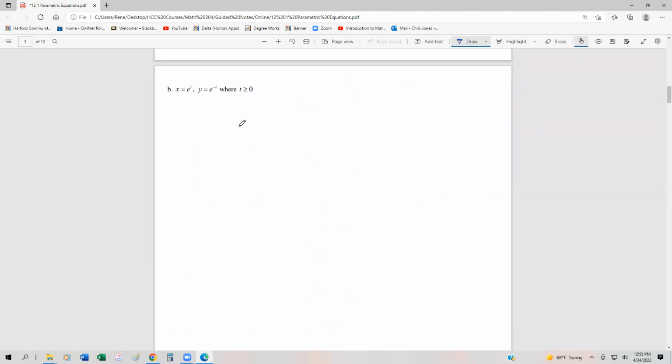So a second example: we have x equals e to the t and y equals e to the minus t, and it says that t is greater than or equal to 0. So that's just the starting point. When t equals 0, x is e to the 0, which is 1, and y is e to the minus 0, which is also 1. So we're going to start at the point (1, 1). And let's get one other point in there, just so we can see the orientation of this thing.